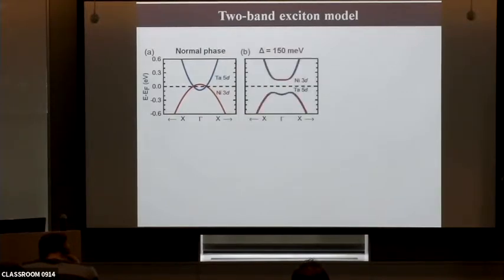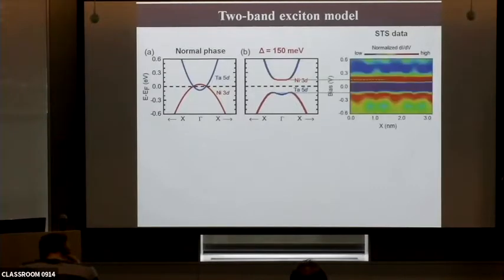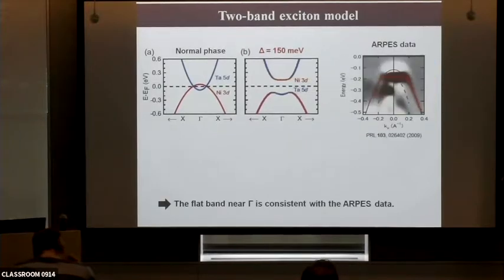When we introduce the excitonic interaction in the normal phase and set the order parameter as 150 meV, the resulting band dispersion looks like this. It shows a clear band gap. When you compare to the STS measurement, the gap size matches well. Also, when you compare to the ARPES measurement, the observed flat band is also well captured in the excitonic model calculation.